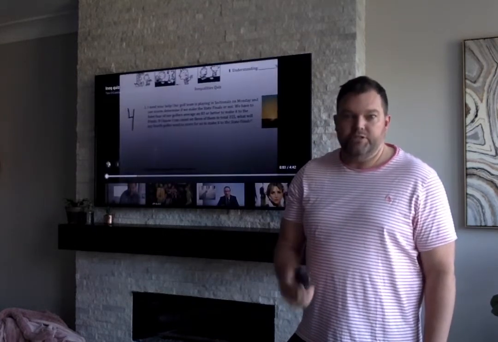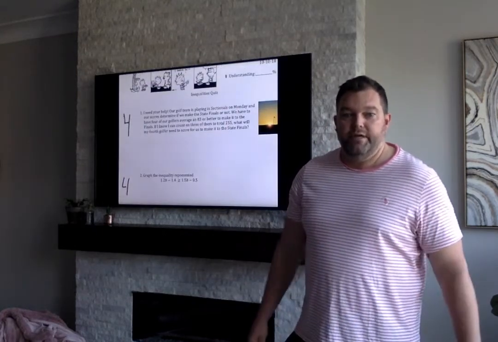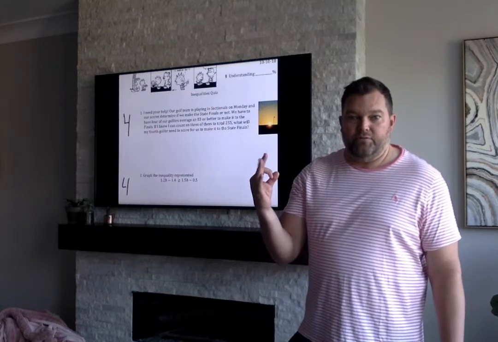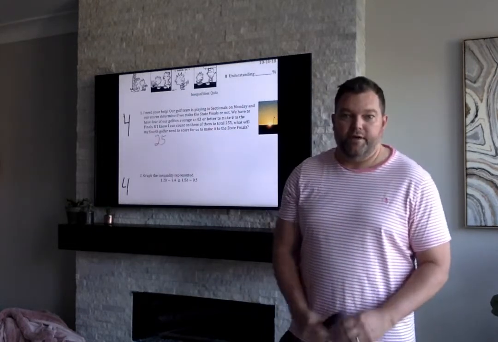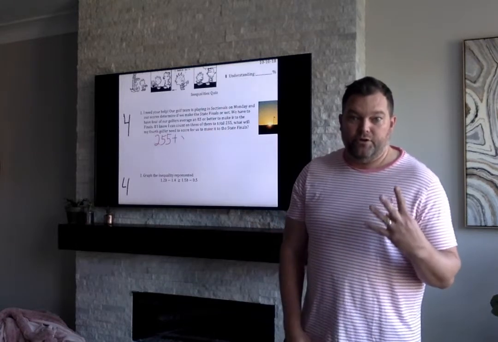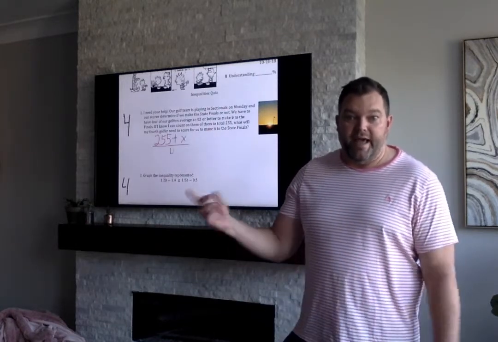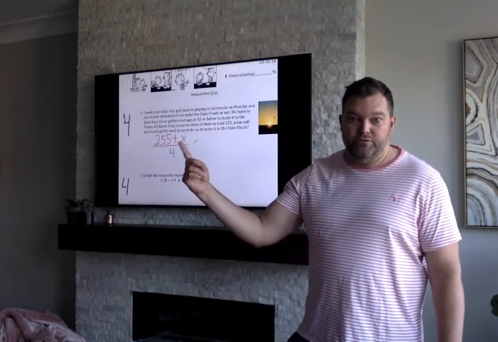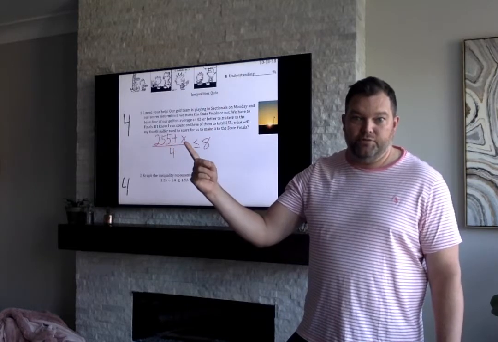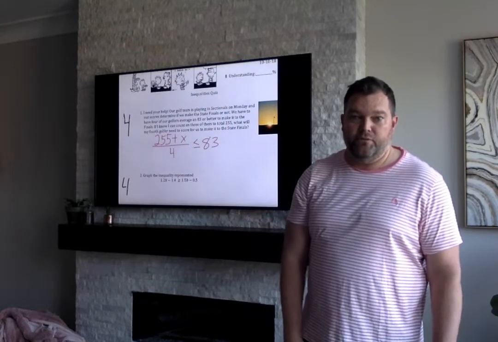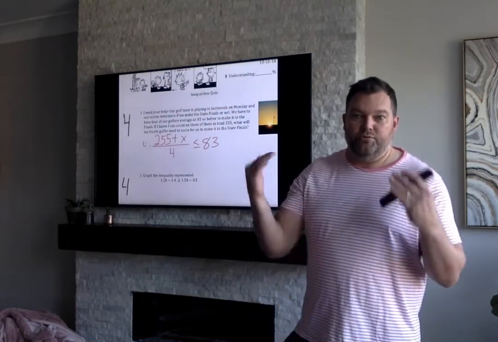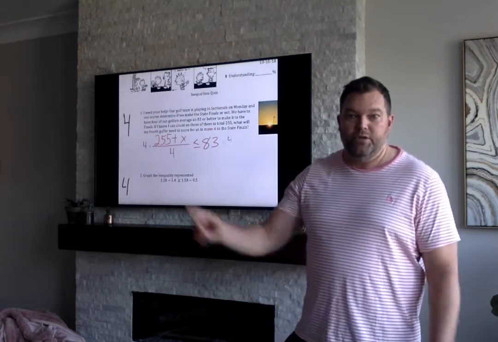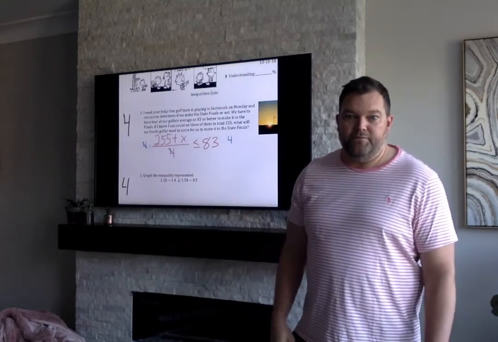So the first question is this word problem about the golf scores. It says that 3 of my golfers have totaled 255, plus a 4th golfer who we don't know. And the average of the 4, so we're going to add those all up, the 3 golfers plus the 4th, divide by 4. We want that to be less than or equal to 83 because in golf you want to have a lower score. So you can see I'm multiplying both sides by 4.